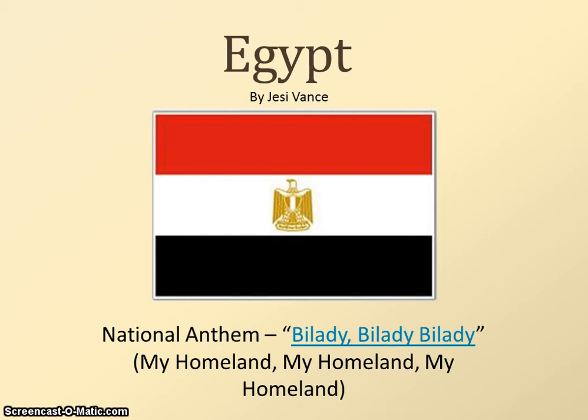On this slide you can see the flag of Egypt, which has three parallel bars of red, white, and black, with a gold eagle centrally located in the white bar. Also on this slide you can see a hyperlink next to the national anthem, which will take you to a YouTube video where you can view the national anthem of Egypt.